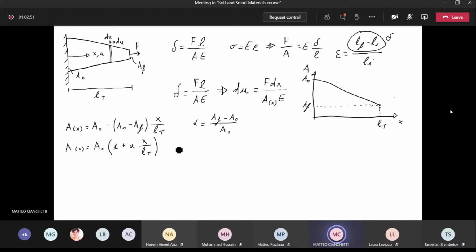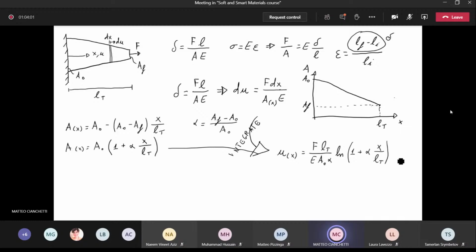Now, if we substitute this last definition of A(x) into the differential equation that we wrote up here, and we integrate this equation, we have U(x) is equal to F LT on E A0 alpha, logarithm of 1 plus alpha x on LT.